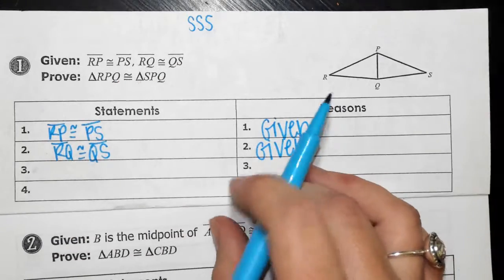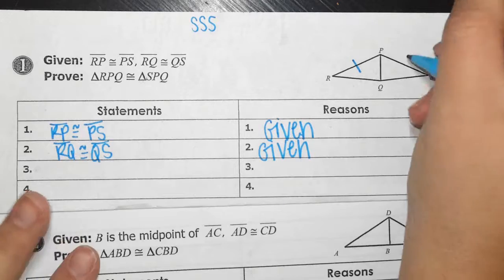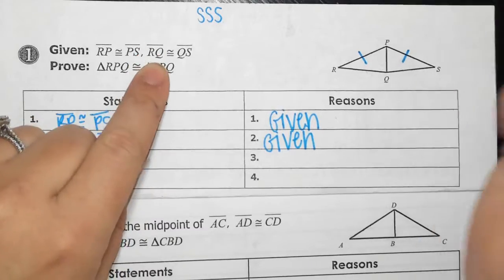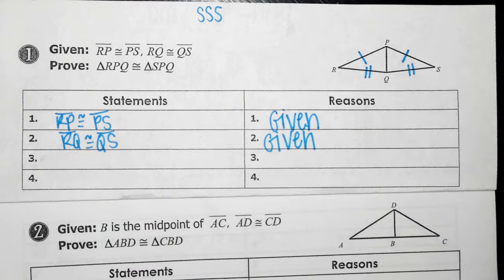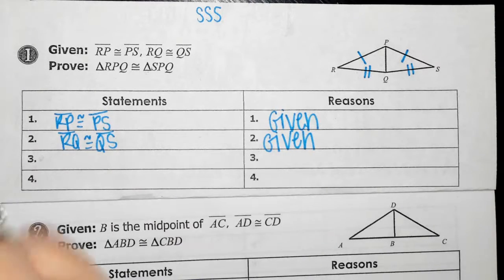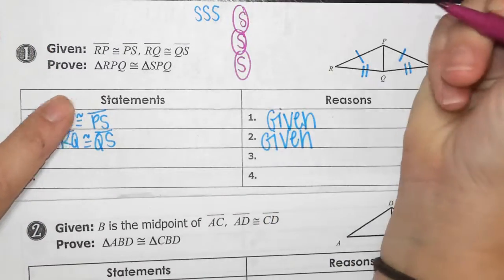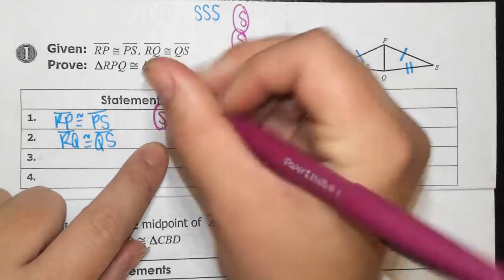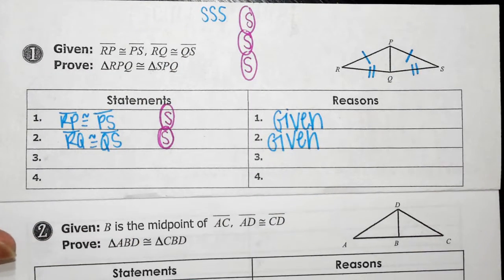Okay, so let's go mark those. So you see RP. Okay, let's put 1 dash on RP and 1 dash on PS. Okay, let's put 2 dashes on RQ and 2 dashes on QS. So remember yesterday when we wrote, like, beside on the activity, we wrote side, side, side, and those were our 3 sides? Let's do that here so you know that you have everything taken care of. This is your side. This is another side. But what are we missing? A 3rd side.